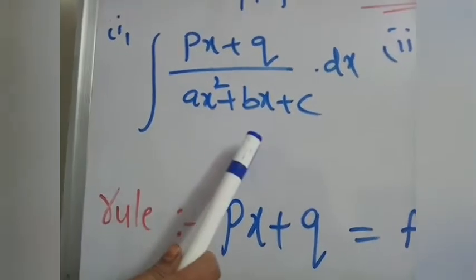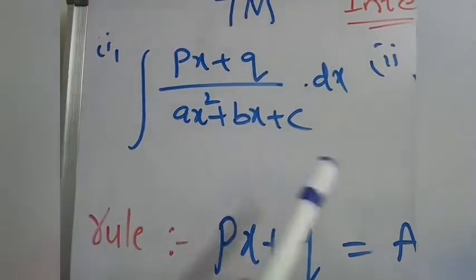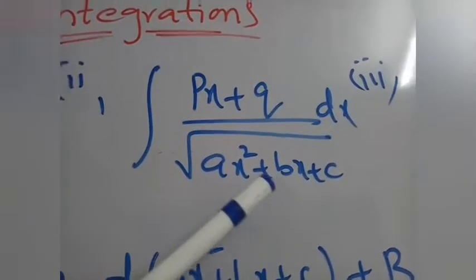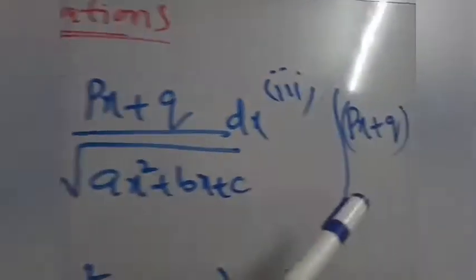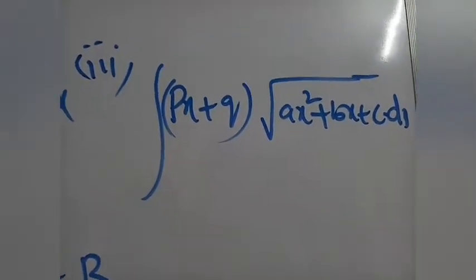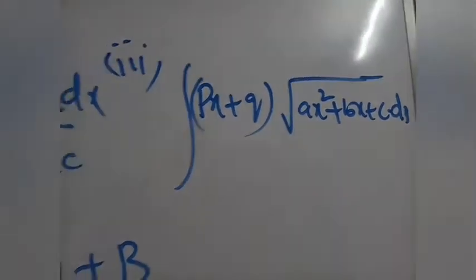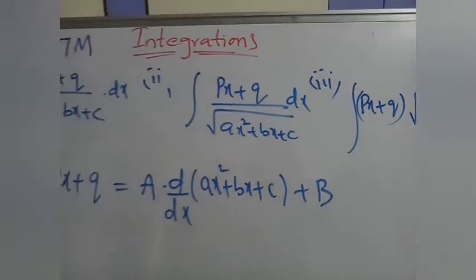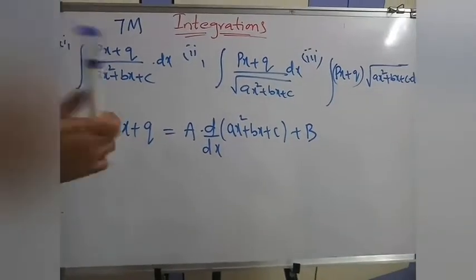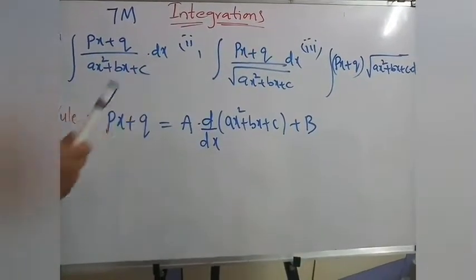or you can take this divided by root of ax square plus bx plus c, or it can be in the form of integration (px plus q) into root of ax square plus bx plus c into dx. That means one term px plus q will be there, and ax square plus bx plus c, which is in numerator or denominator with root, is given.